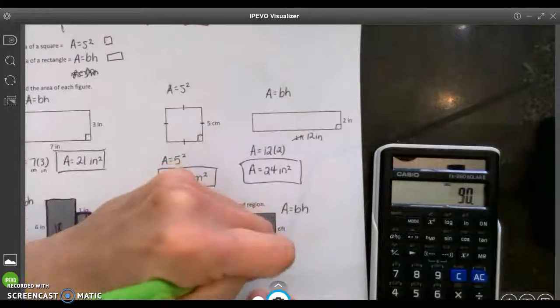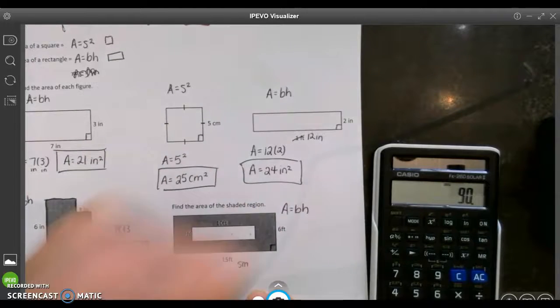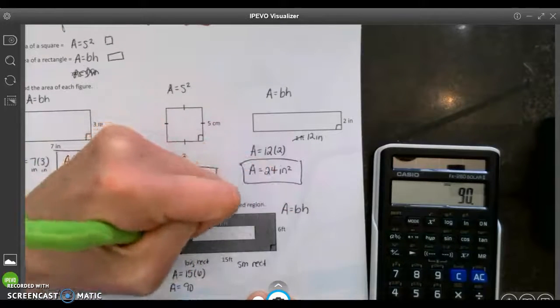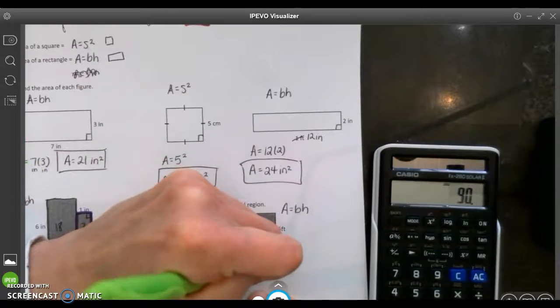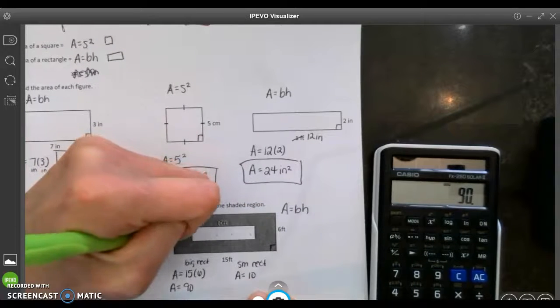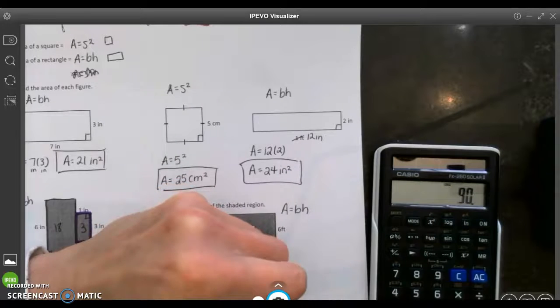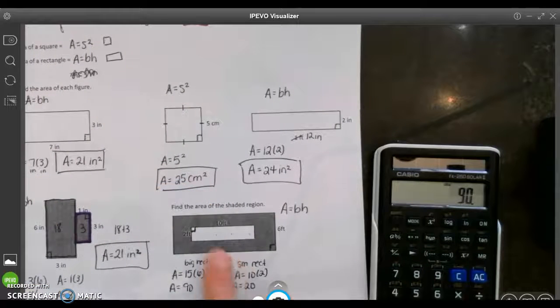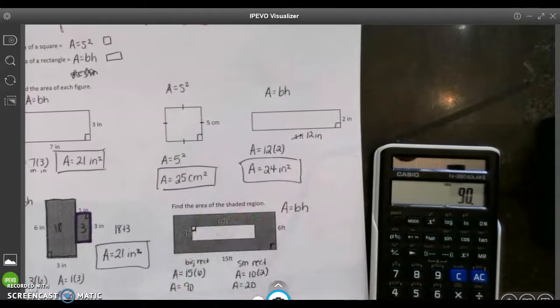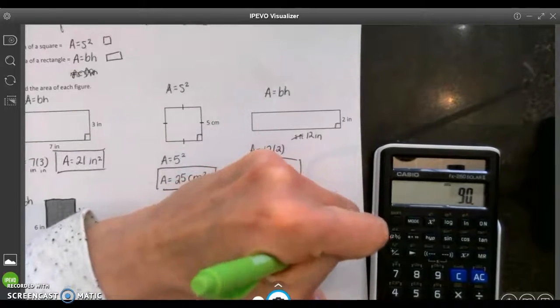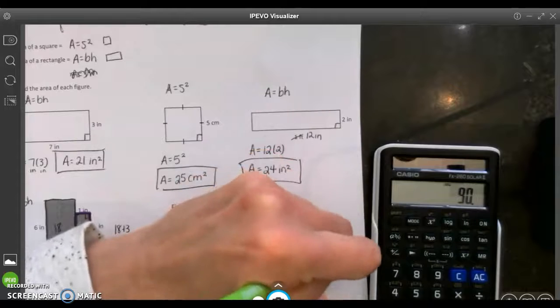And then of the small rectangle, that white one in the center, we're going to do the same thing. The base is 10. Area equals 10. There's my right angle. The height is 2. So the area is 20. But again, I don't want that small rectangle. I want to take that out. I only want the area of the shaded region. So I'm going to do 90 minus 20. And my area is going to be 70.